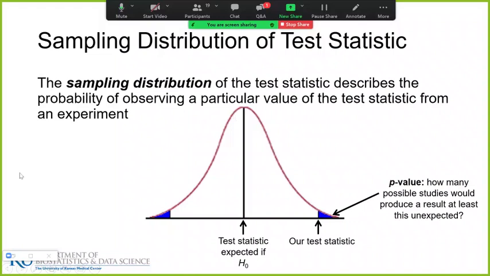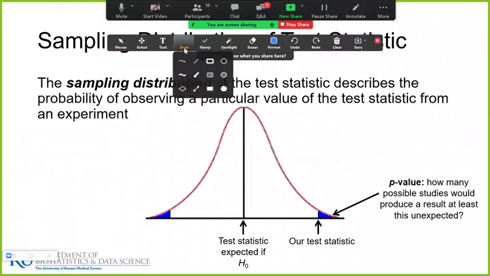So I don't know if this is a touch screen or not. Let me see. So we have values of t along this x-axis, where t is like the test statistic on the previous slide. This location is t equal to 0. This is the value of that t that I would expect to get if there's no difference between the two groups I'm comparing. So this is the test statistic I would expect to get if the null hypothesis is true. Remember, the null is basically there's no difference.